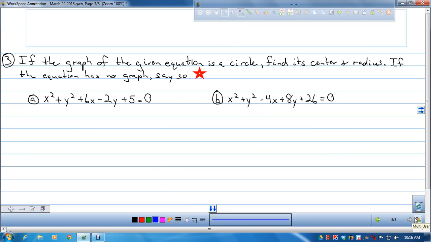Now, if the graph of a given equation is a circle, find its center and radius. If the equation has no graph, say so. Here's what we need to do. It's a simple form of factoring. Oh, not that simple, but I think we can go over it in brief here to jog your memory. We must complete the square.